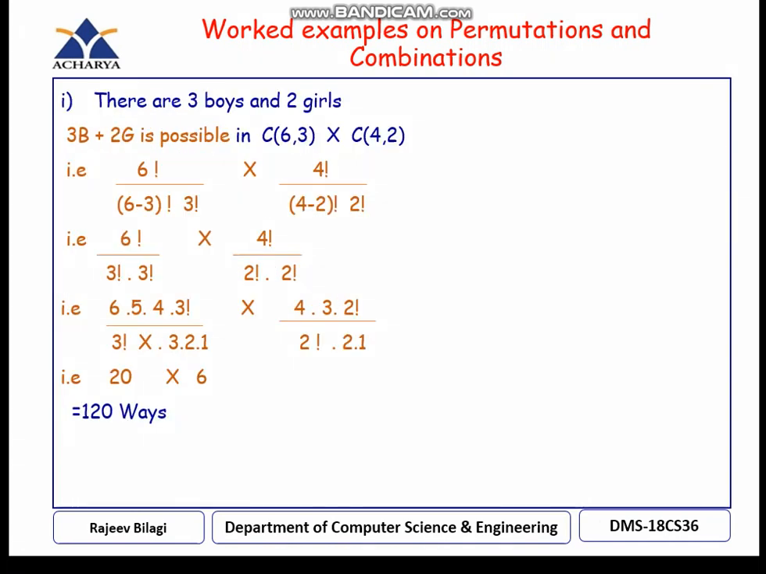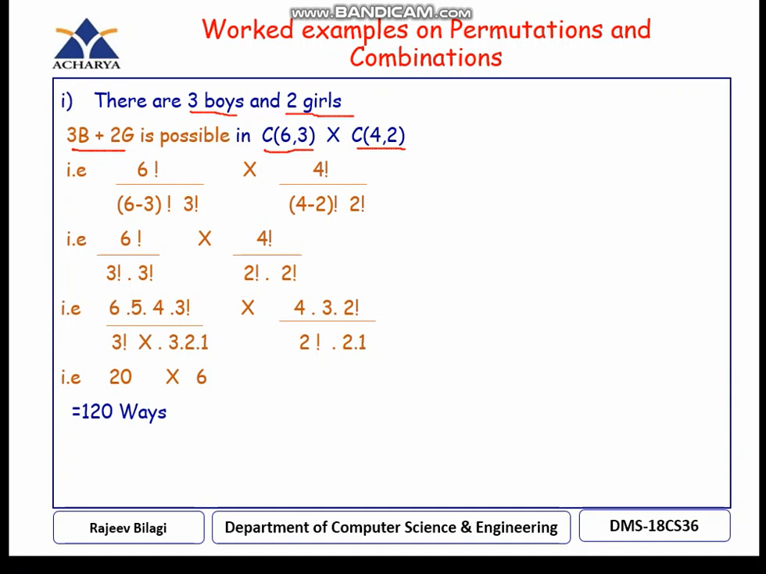Okay, now the possible ways. The first possible way is three boys and two girls. So I can write it as, the first combination will be: out of six boys, there should be three boys, and two girls can be selected out of four girls, which is 4c2. So for the first option, the total team will be this and this.